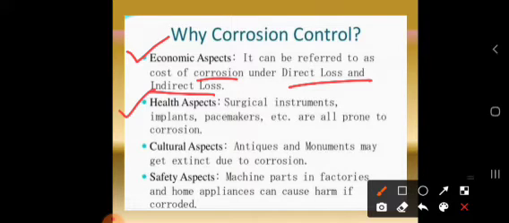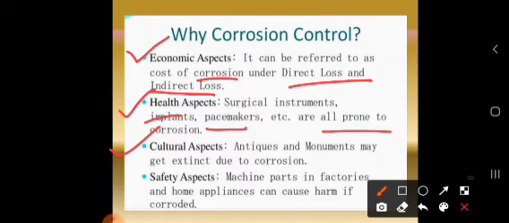Next is the health aspect. Surgical instruments, implants and pacemakers are all prone to corrosion. In an operation we use scissors and knives, and so many things for cutting. If they are rusted, then again it will harm our health itself. So in this way we have to control corrosion.